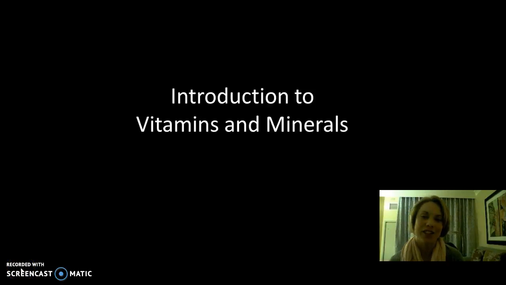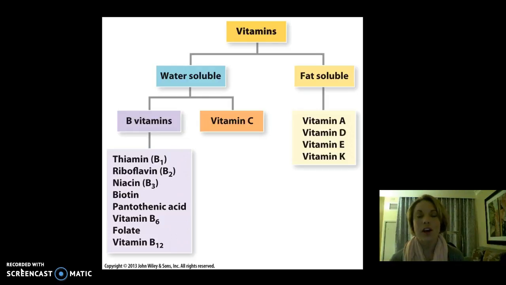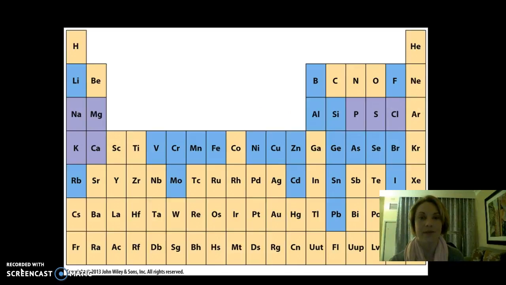This is an introduction to vitamins and minerals. When we talk about vitamins, there are two different types, water-soluble and fat-soluble. Water-soluble vitamins include the B vitamins, thiamine, riboflavin, niacin, biotin, pantothenic acid, B6, folate, and B12, as well as vitamin C. Fat-soluble vitamins include vitamins A, D, E, and K.